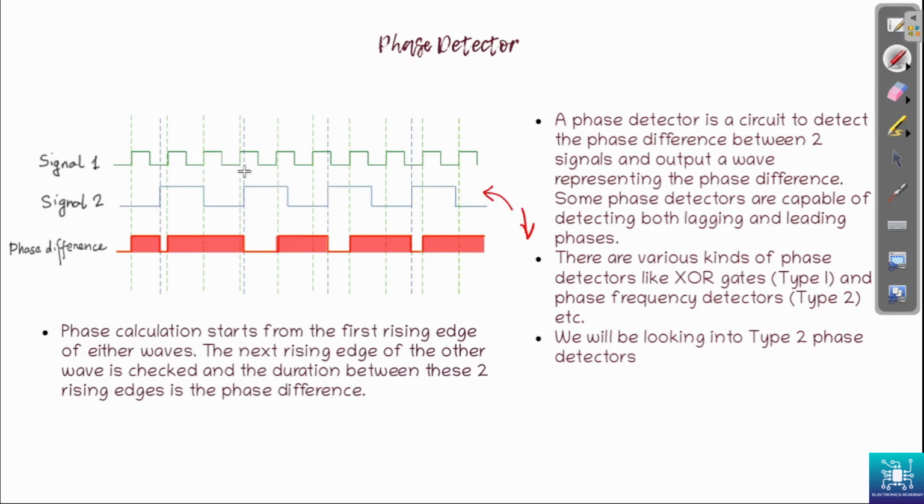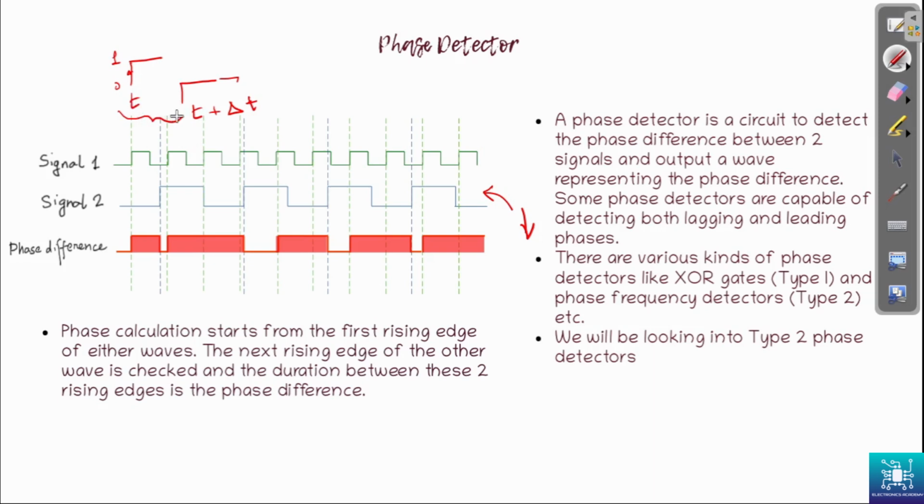The time periods are much bigger, and also the rising edge of this waveform is falling behind the rising edge of the first signal. That is, when the first signal goes from 0 to 1 at some particular time t, the rising edge of this signal goes from 0 to 1 at some time, say t plus delta t. So we have a phase difference here.